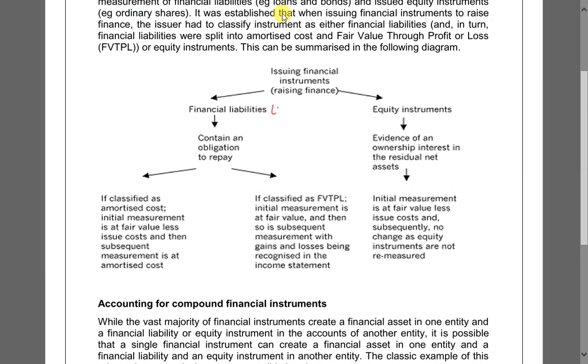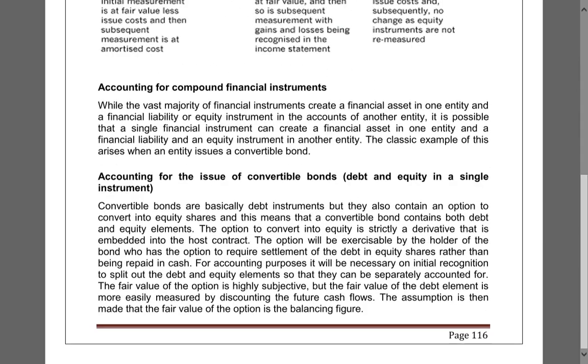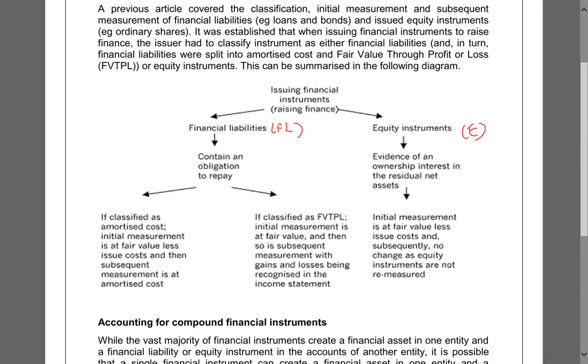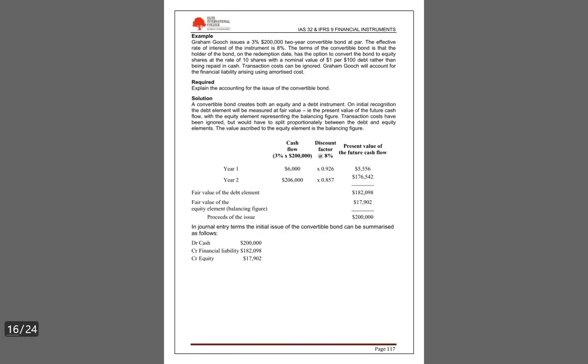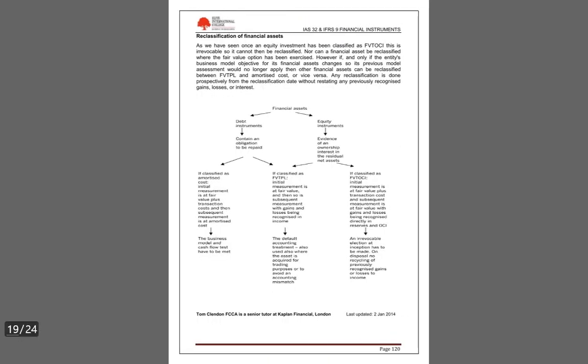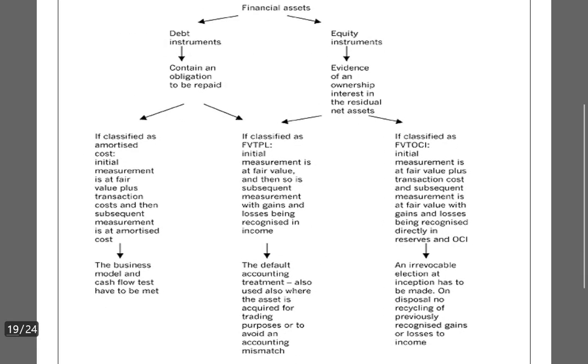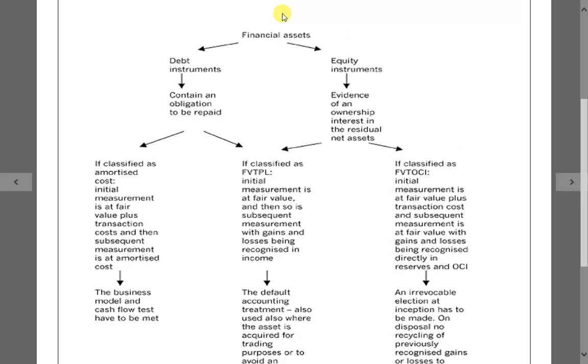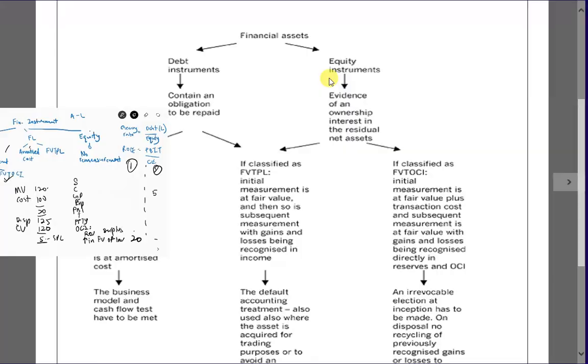Financial liability and equity. What is missing? Page 116. The asset is missing, right? The one I drew for you. So the asset is actually here. I already combined it for you: financial asset, debt instrument, and equity instrument. So it's already combined here.